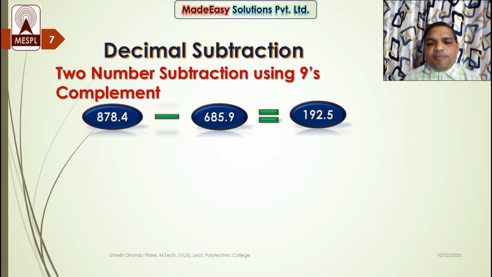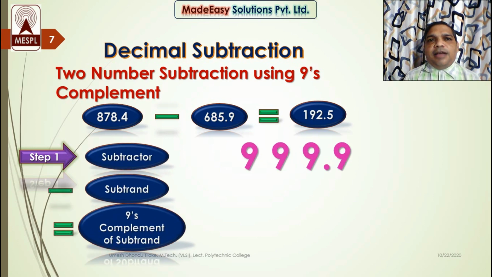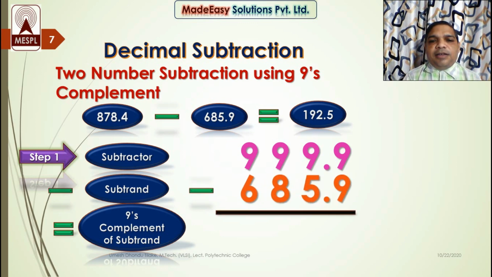So let's check. Our step 1 is to find the 9's complement of a subtrahend. Here my subtrahend is 685.9. So subtract this subtrahend from the largest possible number. So here the largest possible number will be 999.9, and subtract the subtrahend, that is 685.9, from this, and I will get the result over here.